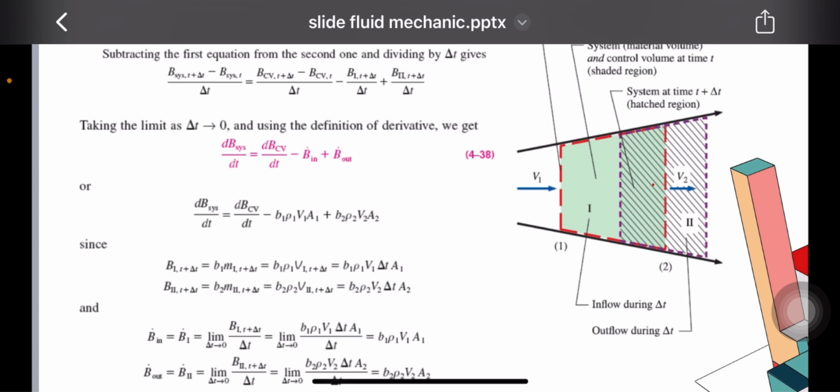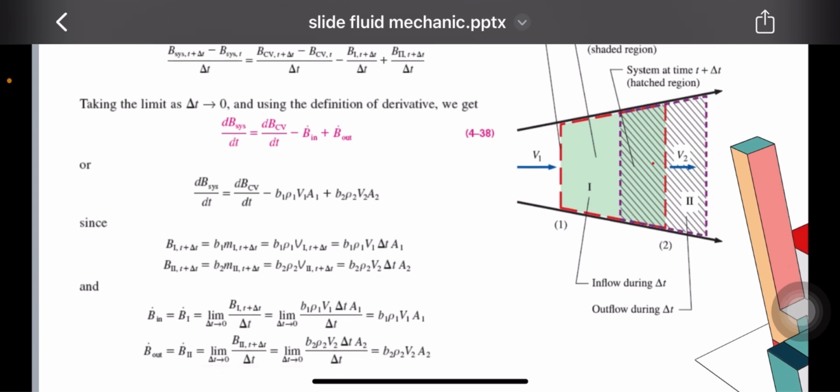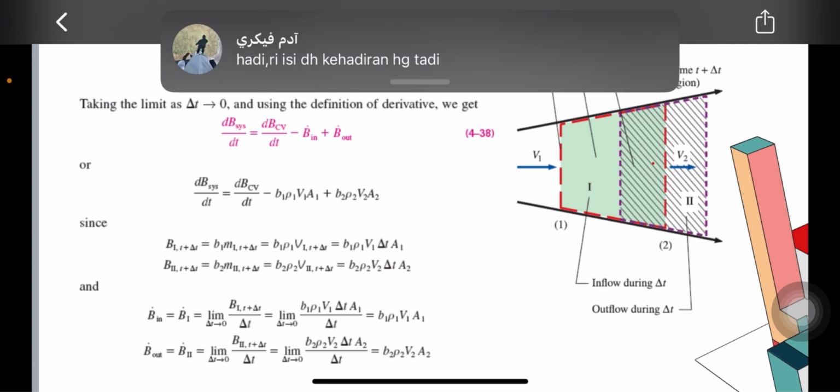Next, we take the difference in the system property between the two times t and t plus delta t. This gives B_sys(t plus delta t) minus B_sys(t) equals B_cv(t plus delta t) minus B_cv(t) minus B1(t plus delta t) plus B2(t plus delta t). This equation reveals how the system changes in property over time, depending on the change in the control volume and the inflow and outflow at the boundary.